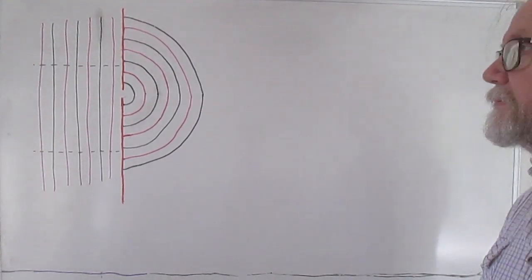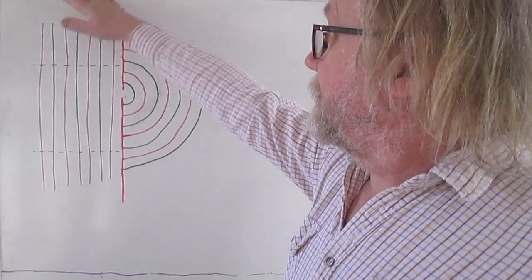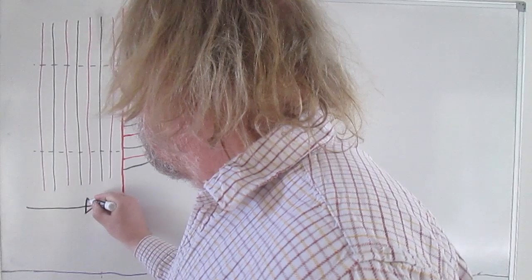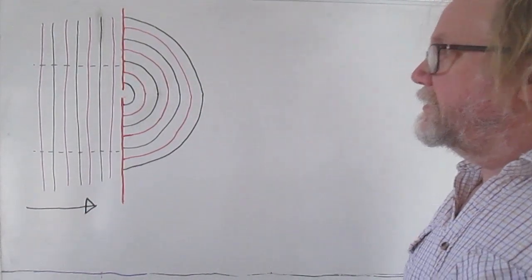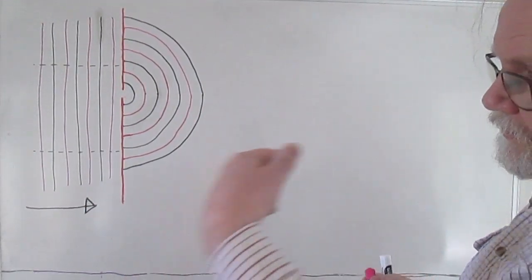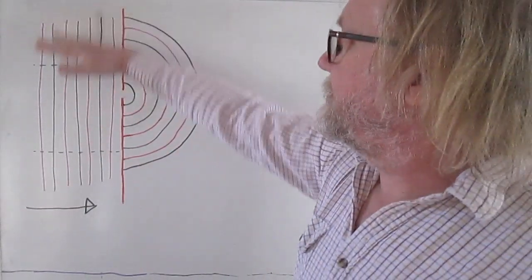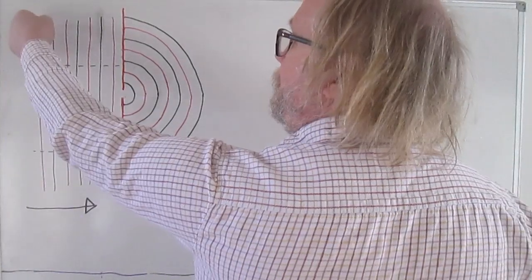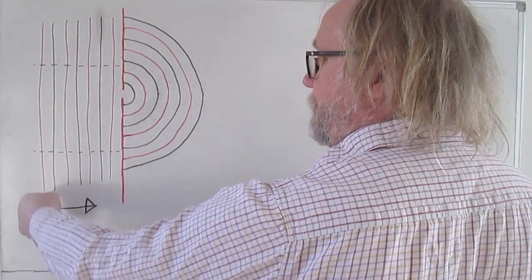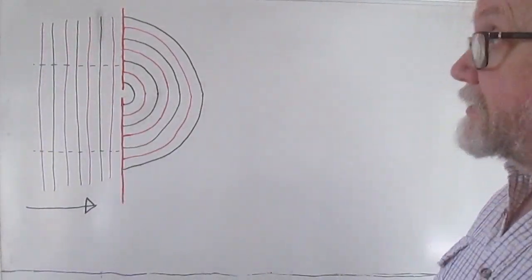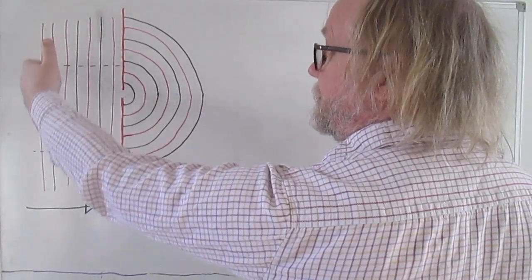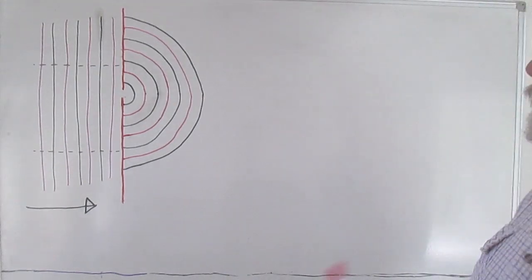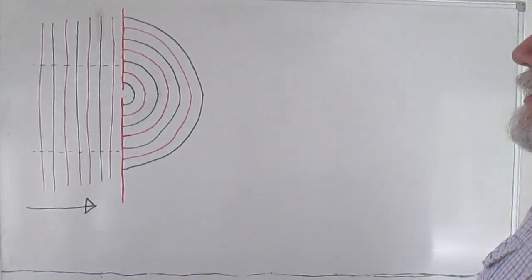So the idea is that we've got a wave that's coming this way, and instead of just progressing along a line, on this side it's what we call a plane wave. And what that means is that all of the points along this pink line are at a crest, and all of the points along this black line are at a trough. It could be the other way around, but let's say it's that way around.